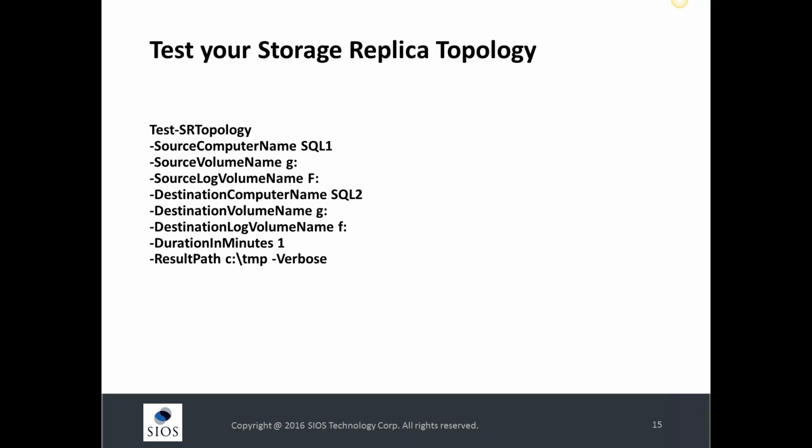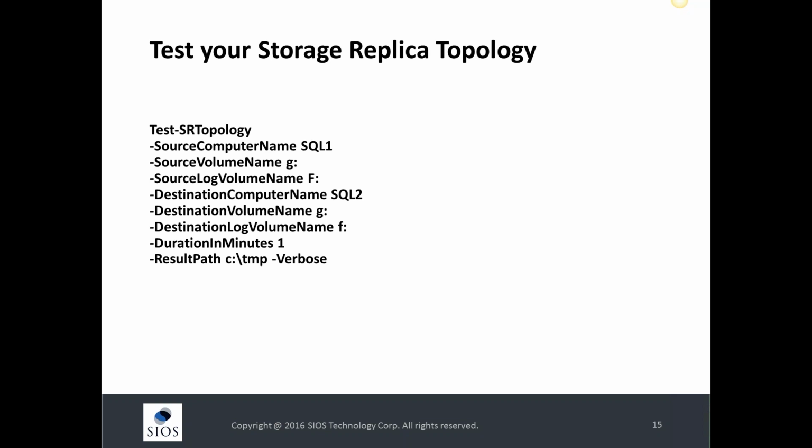So Storage Replica has a pretty neat feature called Test-SRTopology, and that's the PowerShell command. You don't even have to have Storage Replica configured to use this command. You just have to have the file server role enabled on the two servers you want to test. So if you run this command, you see the examples here.